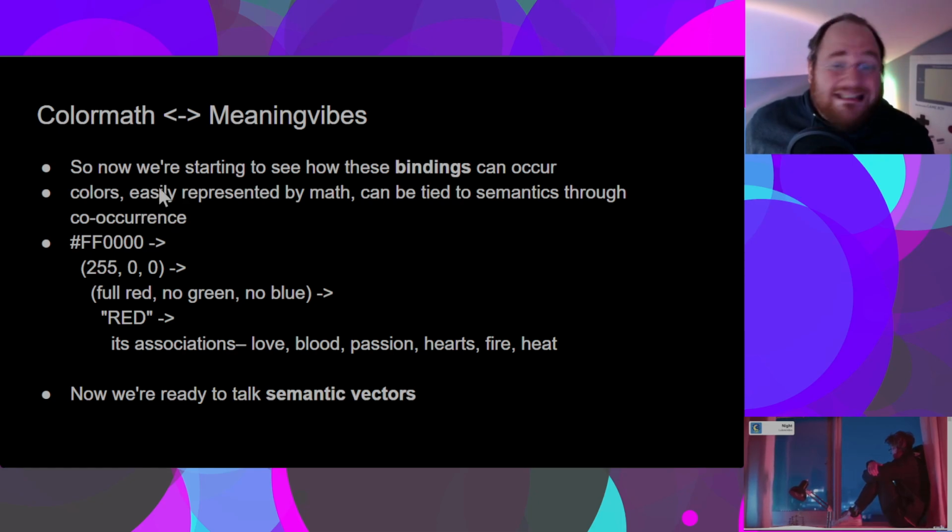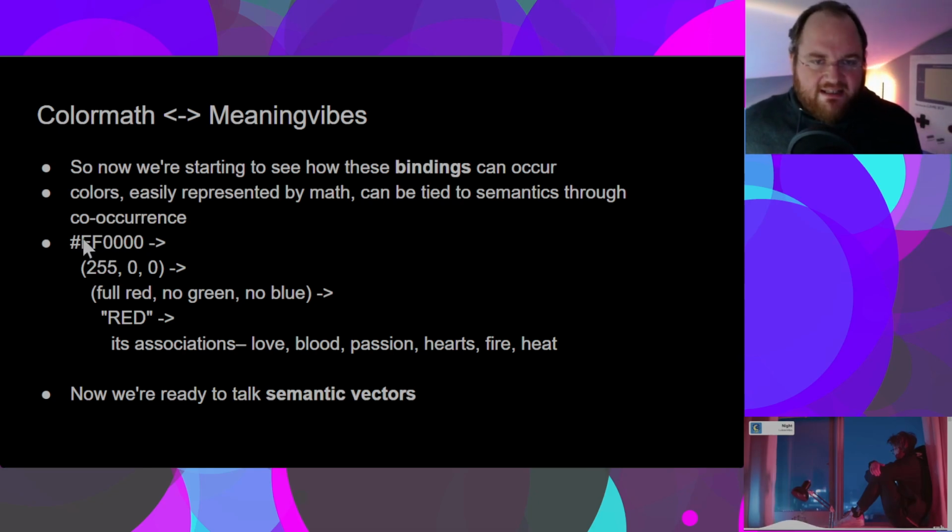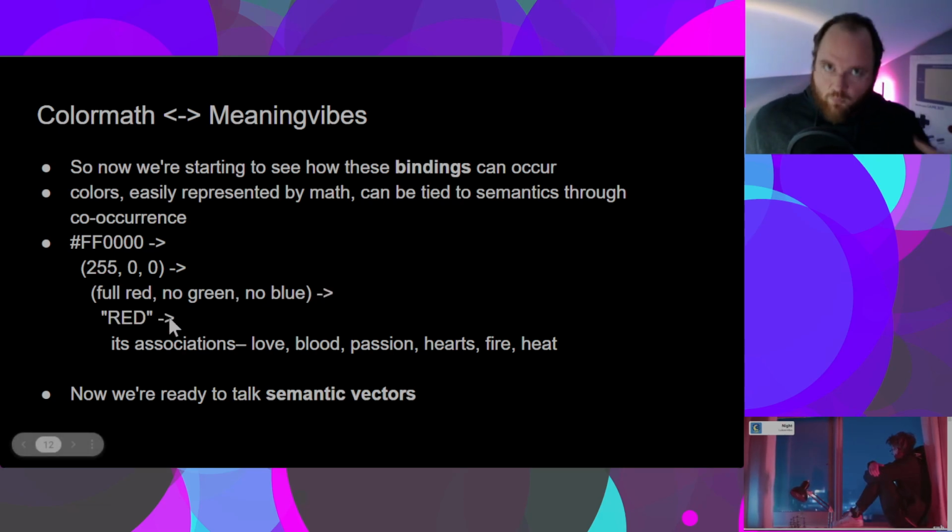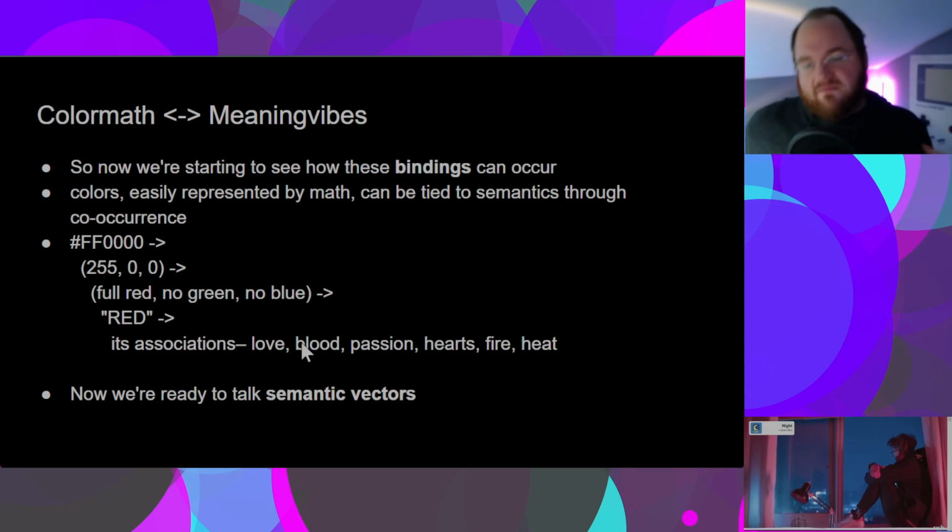So colors are easily represented by math, and they can be tied to semantics through co-occurrence, right? So FF0000, right? You might see this on a website. Our favorite old notation, hexadecimal notation for colors. FF means 255, 00 means 0, 00 means 0. What does that mean? Maximum amount of red, no green, no blue. That turns into the concept of the word, the meaning, the label, the name red, and red can be associated with love and blood and hearts and fire and heat and so on.